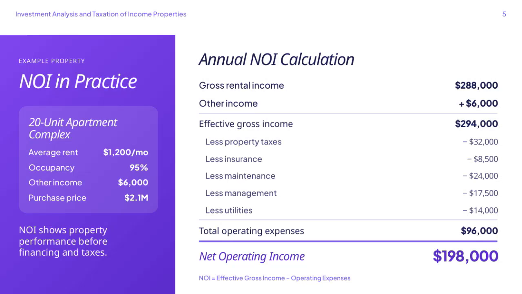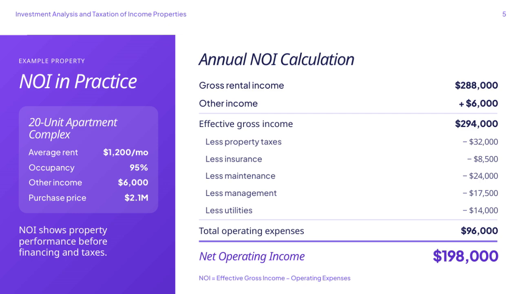Now, let's look at how net operating income, or NOI, works in practice, using an example of a 20-unit apartment complex. Each unit rents for about $1,200 per month, with an occupancy rate of 95%, meaning most units are rented out consistently. There's also an additional $6,000 generated from other income sources. The property was purchased for $2.1 million. To calculate the annual NOI, we start with the gross rental income, which is $288,000. Adding the other income of $6,000 gives us the effective gross income, totaling $294,000.